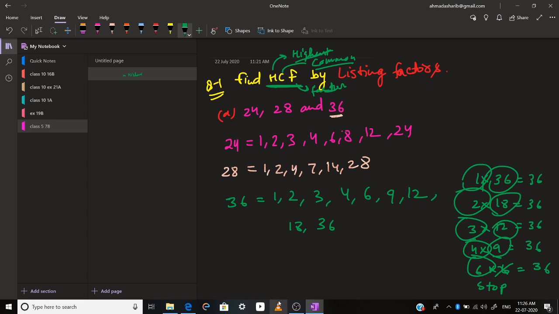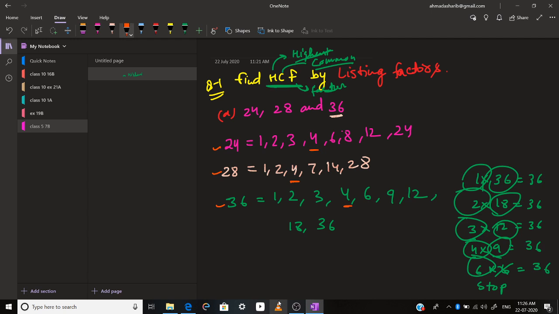So which is the highest common factor? Which are the numbers which are common in 24, 28 and 36? So as you can see, 4 is there in the factor of 24, and 4 is there in the factor of 28, and 4 is there in the factor of 36. And this is the highest common factor.